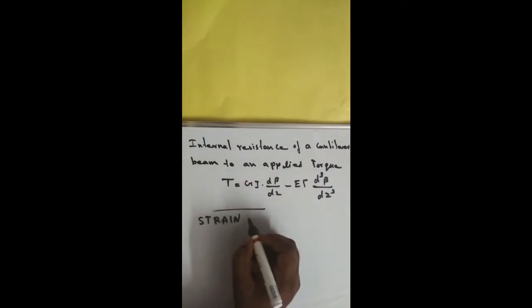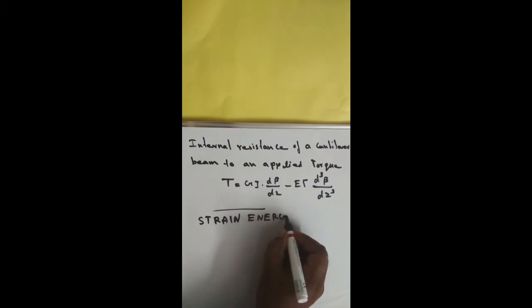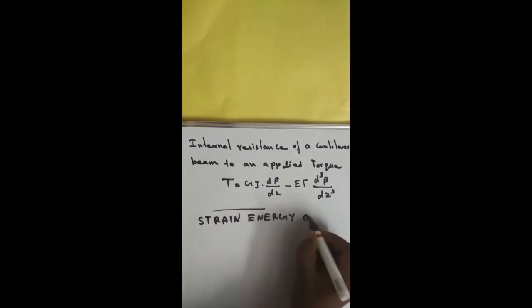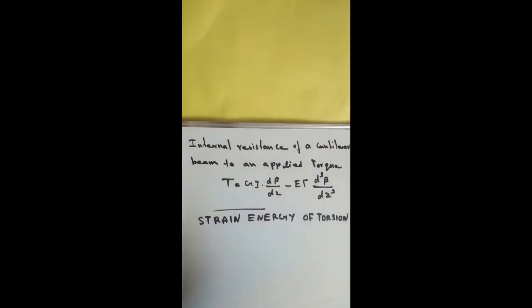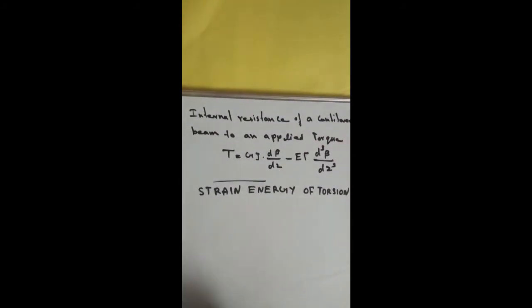Strain energy. I hope all of you know about strain energy. Strain energy is defined as the energy stored in the body due to deformation, within its elastic limit. That you also remember, within its elastic limit. For example, a normal beam.